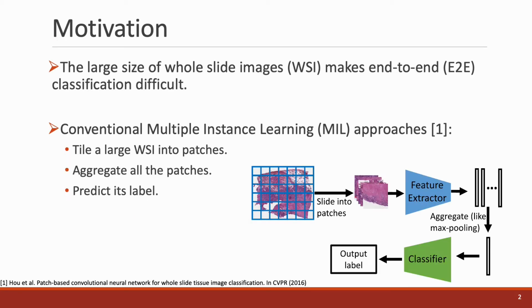Whole slide images are very large, which makes end-to-end classification difficult. Conventional approaches tile the image into patches and aggregate all the patches to predict the final label. Note that the feature extractor in this pipeline cannot be fine-tuned because there is not enough GPU memory.